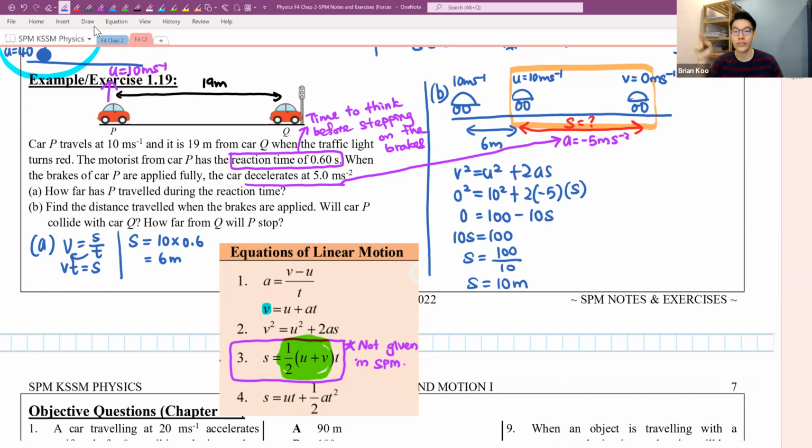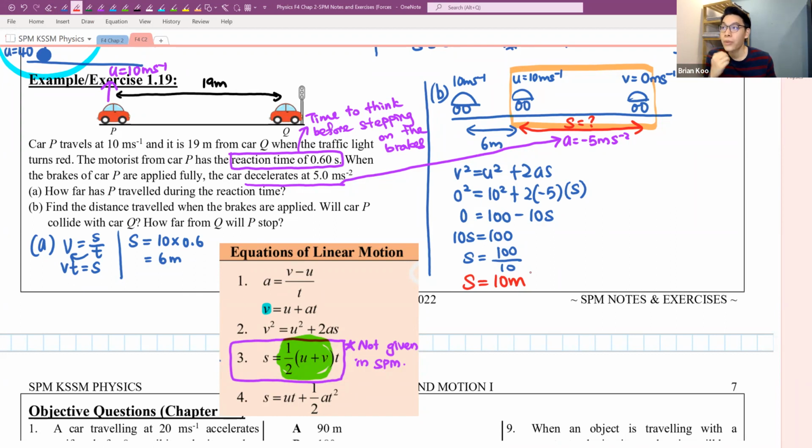If you can, try to draw out the diagram that I also did. At first, it's 10 meters per second, and then after that, it will stop. Okay, so we found out that distance there, right? This one, the 10 meters, is the distance when he starts to brake. When he starts to decelerate, when he starts to press the brake. Make sure everybody can get the 10 meters out.